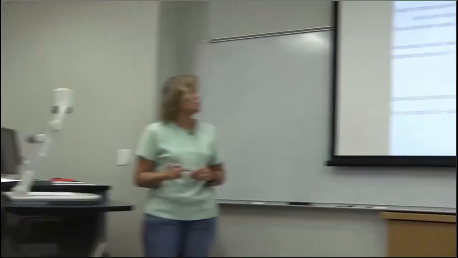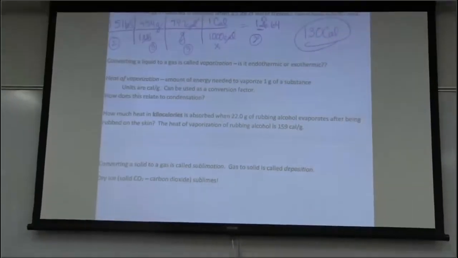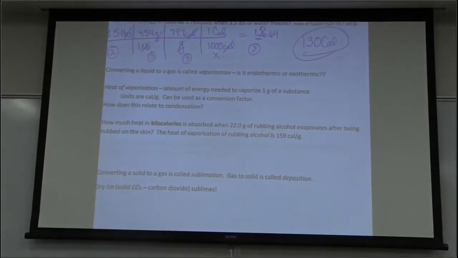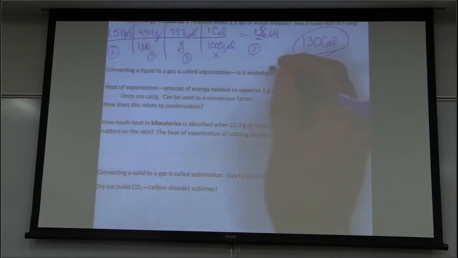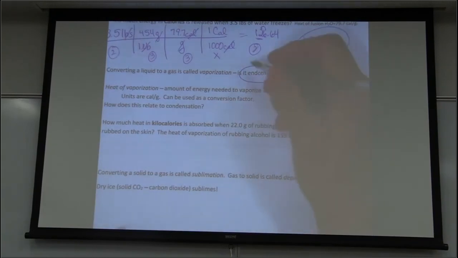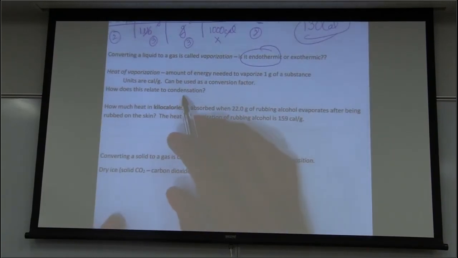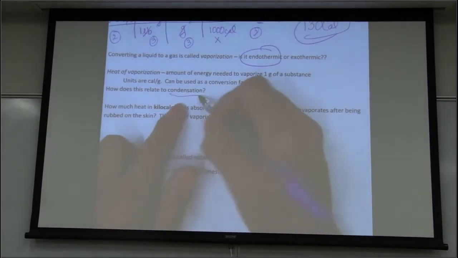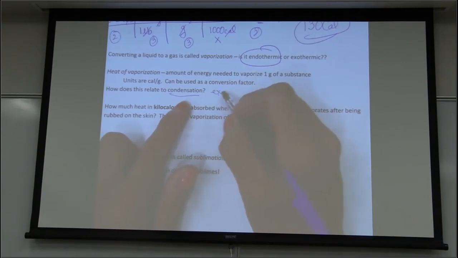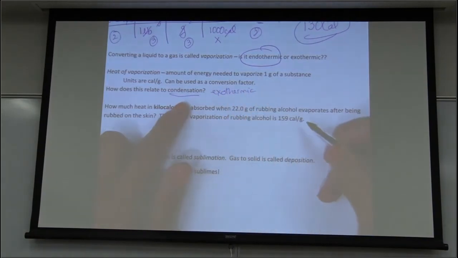So just remember that. All right, heat of vaporization is the amount of energy needed to vaporize 1 gram of substance. So tell me, when you convert a liquid to a gas, it's called vaporization. Is it endothermic or exothermic? It's endothermic. Good. Because it has to absorb energy. How does this relate to condensation? Opposite. So that means condensation is exothermic.